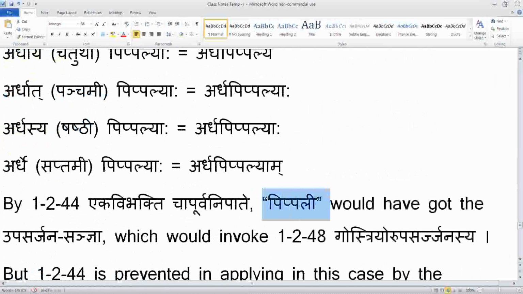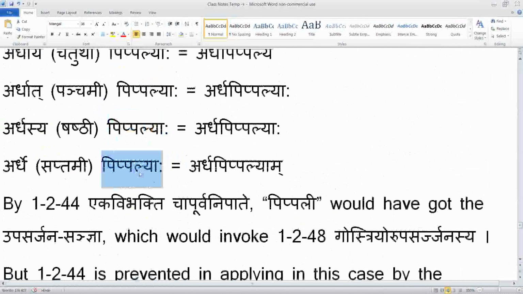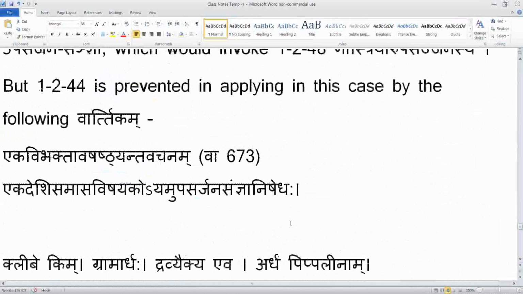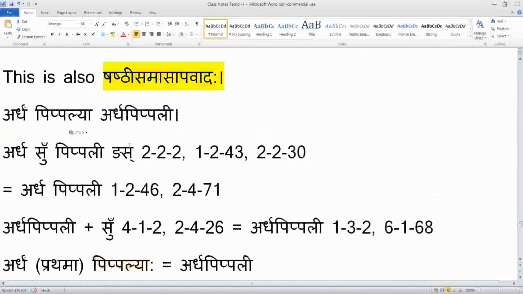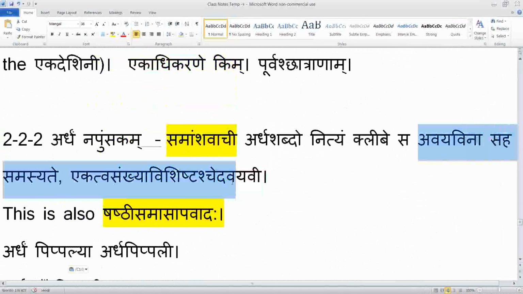It has a niyata vibhakti, meaning it is a constant vibhakti. But the vartikam says that if that vibhakti is a shashti, and specifically it means for the ekadeshi samasa, then we get the upasajana nishedha. So then finally the answer is the same, ardha pippali is the answer, shashti samasa apavada. So one more time, samavachi ardha shabda, always in the neuter, will compound with the avayavi. Anuvritti from the prior sutram, and the same condition: ekatva sankhya vishishtas cheda avayavi.